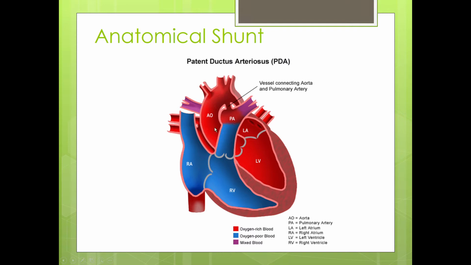So here's an example of an anatomical shunt. You'll see the red is arterial blood, the blue is oxygen poor blood, and the purple is mixed blood. In this, it's called a patent ductus arteriosus, or a PDA, and it's a common type of congenital heart defect that is easily fixed through surgery in infants. But you can see that right between the pulmonary artery and the aortic artery, there is a little pathway. Because of this pathway, you're getting a mix of venous blood here and arterial blood. Okay, so this would be corrected through surgery.